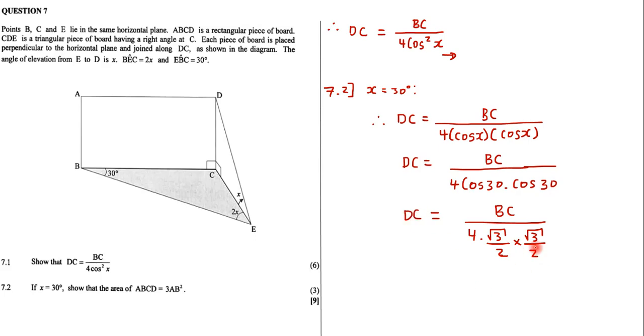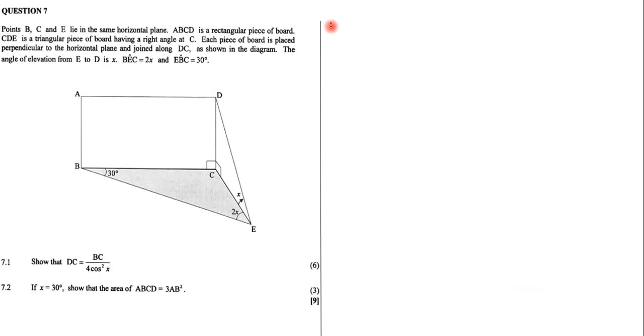Remember, this is still DC. Now square root 3 times square root 3 gives me 3, and 2 times 2 gives me 4. So it means I now have BC over 4 times 3 over 4. So this 4 will cancel with that 4, and then of course from there DC will be BC over 3.